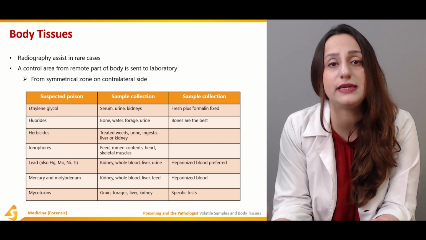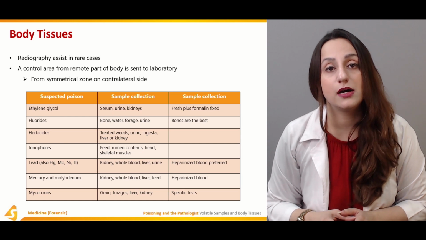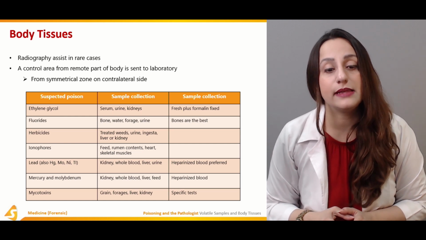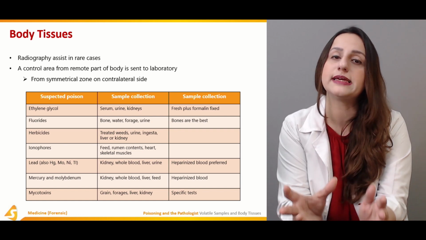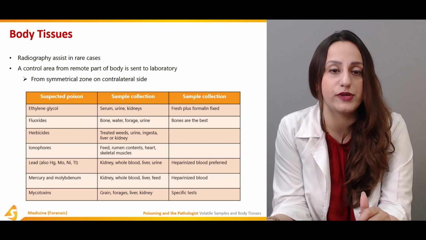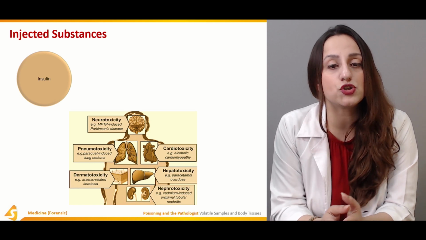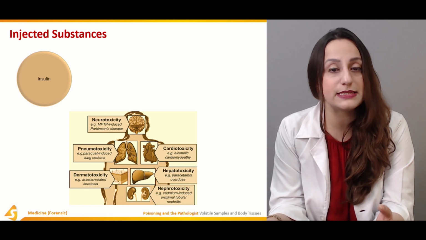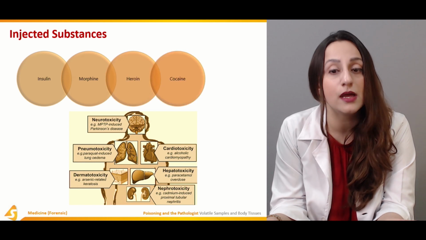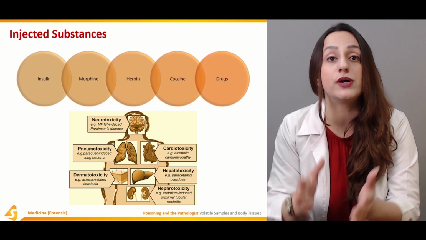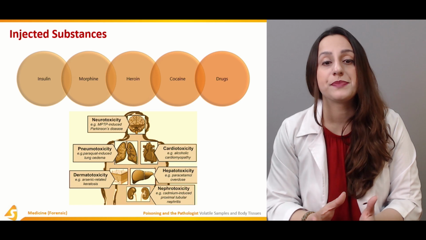Sample collection can again be heparinized blood. Heparin is basically put in as an anticoagulant to prevent coagulation of the blood. Then mycotoxins, if suspected, grain, forages, liver and kidney are sent, and specific tests are done for these mycotoxins. Now the injected substances: if you're talking about them, then insulin. Morphine, heroin, cocaine, all of these drug abuse related substances can be discussed over here whenever we are talking about the injected substances.